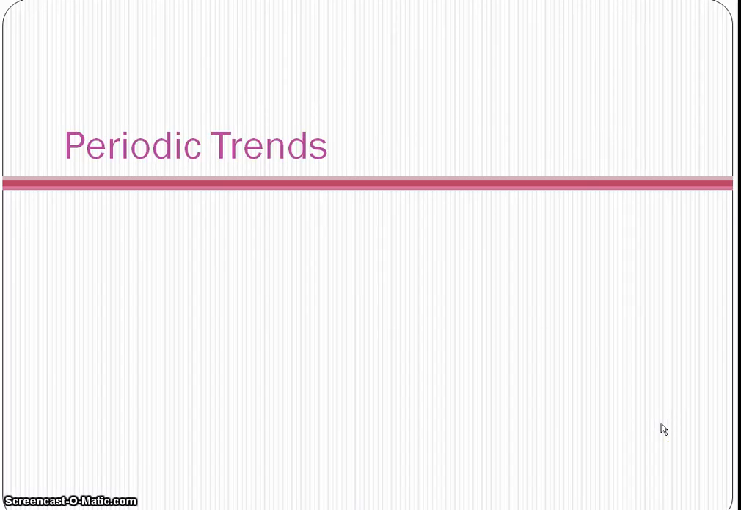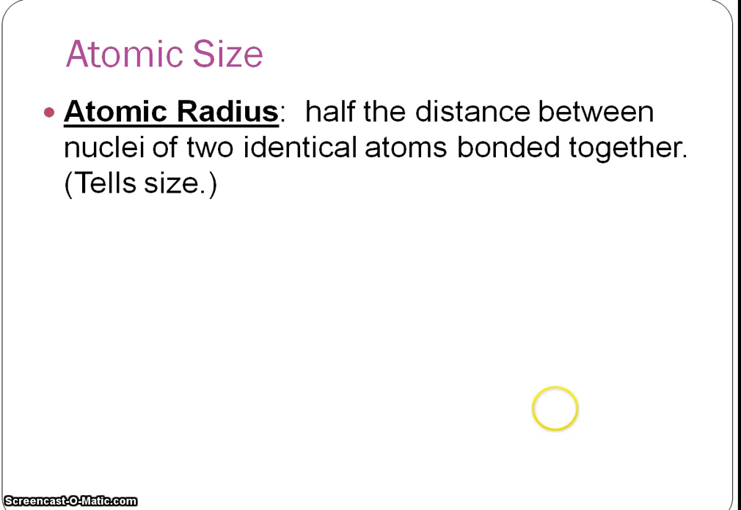Yesterday we talked about different regions of the periodic table, and today we're going to start talking about some of the trends. So as you go up the periodic table or as you go from left to right, you can tell certain things about the elements. And the first one has to do with the size of the atom, and we're going to refer to it in terms of the radius of the atom.